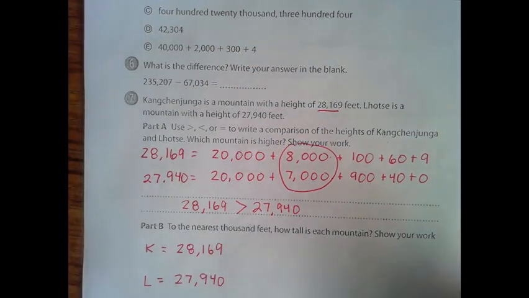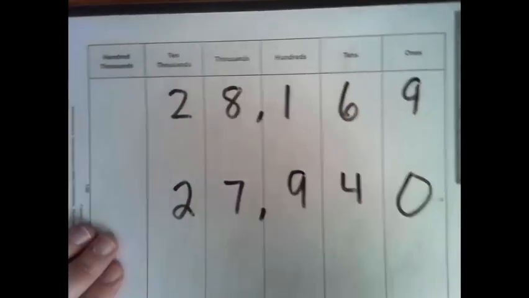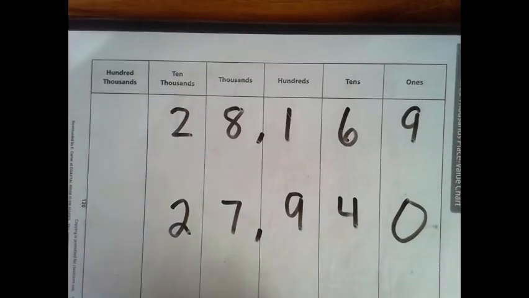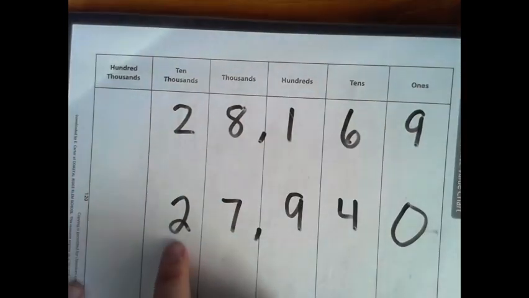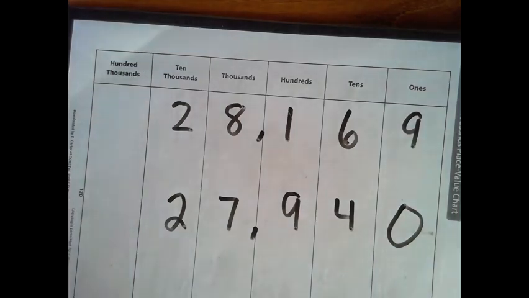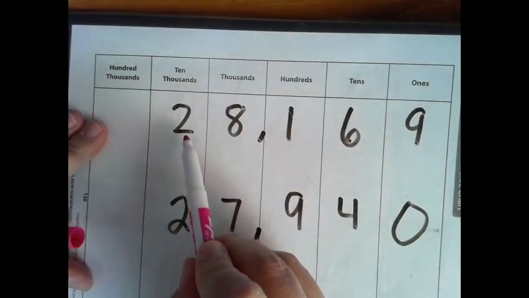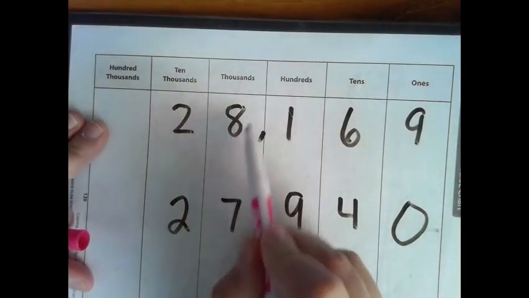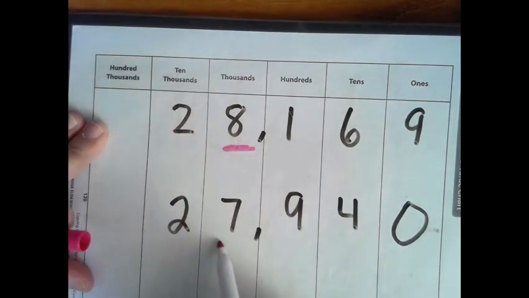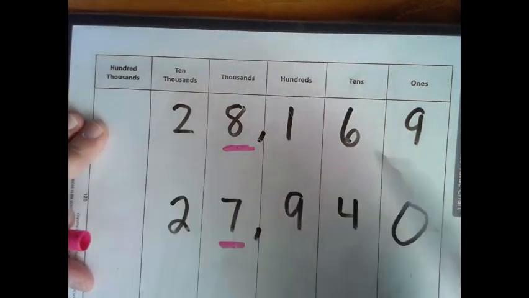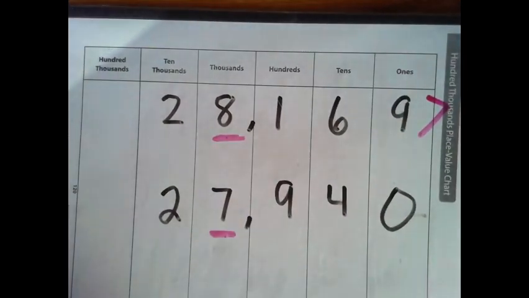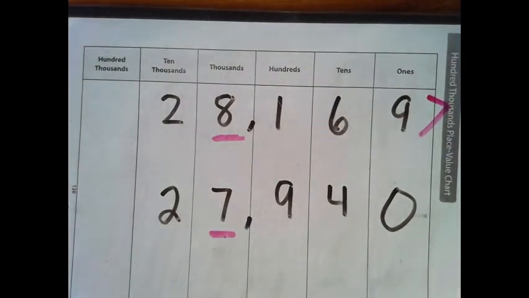Another way to do it is to just look at a place value chart. So I put the numbers on a place value chart here, and you can compare them that way. So again, we have 28,169, 27,940. So again, 2 in the 10,000s, 2 in the 10,000s. So then here we have 8 in the thousands place and 7 in the thousands place. So again, this number is larger than that number. Okay, so that's just another way to prove it on a place value chart.